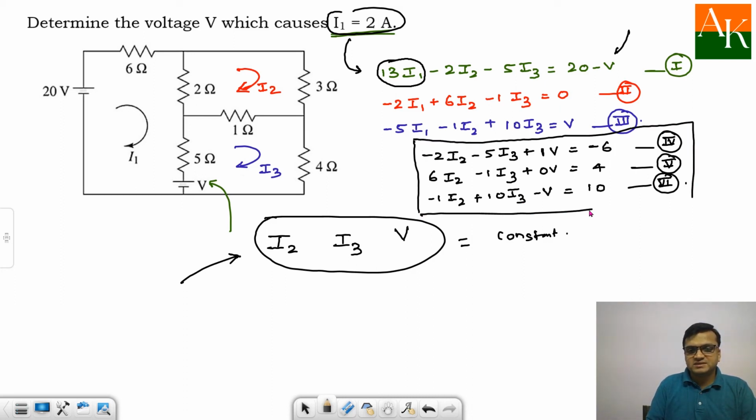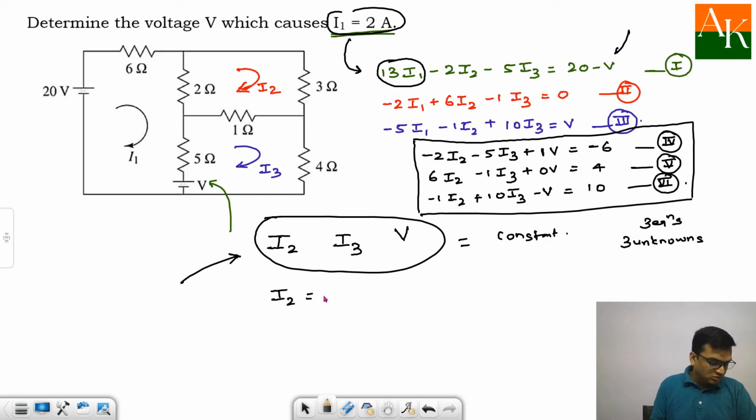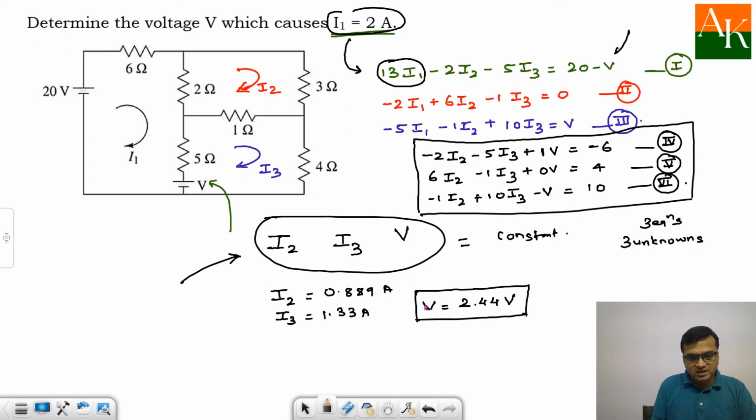So this set of equations we have to solve. It contains 3 equations and there are 3 unknowns, and that is the fair thing in mathematics. One can use the calculator and calculate I2, I3 and v. So I2 turns out to be 0.889 ampere. You can check this. I3 turns out to be 1.33 ampere and v turns out to be 2.44 volt. So this is my answer, or this v will cause I1 equal to 2 ampere.